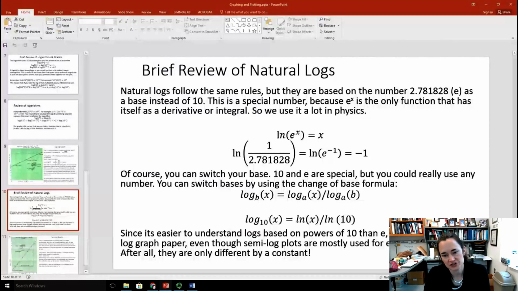Now, it's usually easier for us, because we have 10 fingers and 10 toes, to understand logs based on powers of 10 rather than powers of e. So we use the base 10 log graph paper, even though semi-log plots are mostly used for e to the x type functions, right? But they're only different by a constant, and so it ends up not mattering too much. The power for the pendulum was a good example of when you'd use log graphs. When would you use semi-log paper?